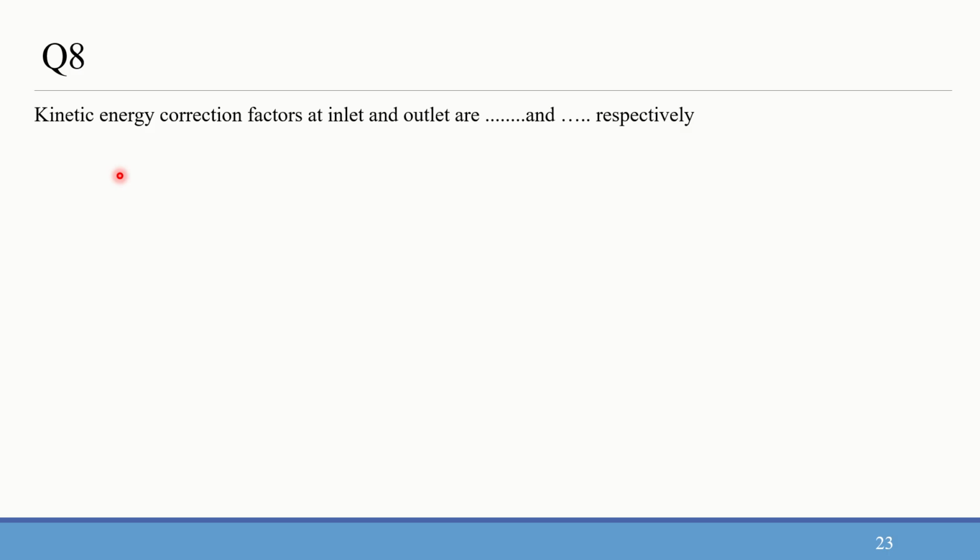For question 9, what we have: the kinetic energy correction factor is used in fluid mechanics primarily because. Okay, here it is a theory question. We are asked why we are using the kinetic energy correction factor in fluid mechanics. It is used primarily because dash.